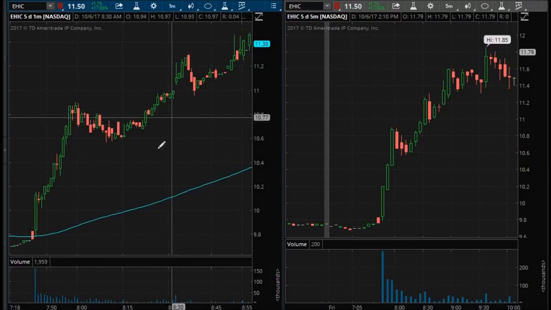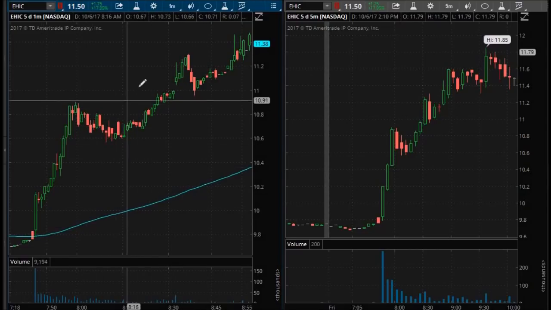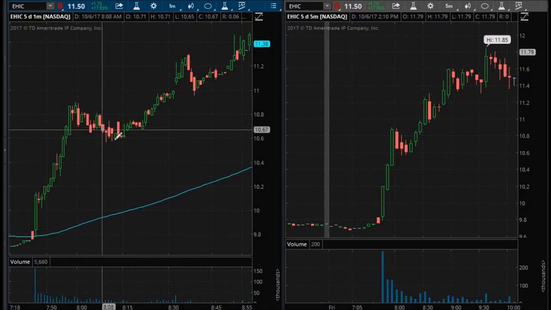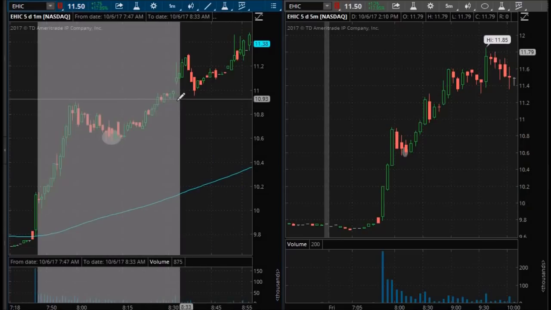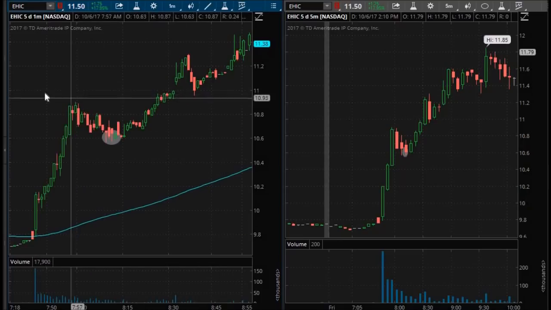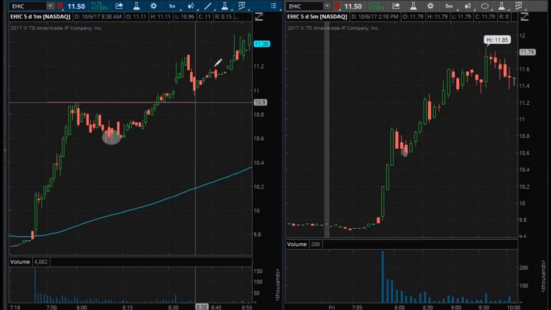So with that being said, a lot of times what will happen is you'll get that break of the high of day, and as you keep moving up, what you can actually do is adjust your risk. So your risk was down here, right? But once you break the high of day, what you can actually do is move your risk from that low, from the B area. You can actually adjust your risk and use the high of day as your new risk point. And in this case, it would have worked out perfectly.